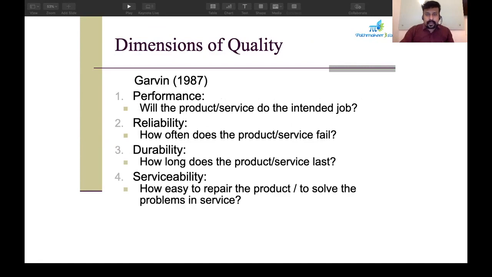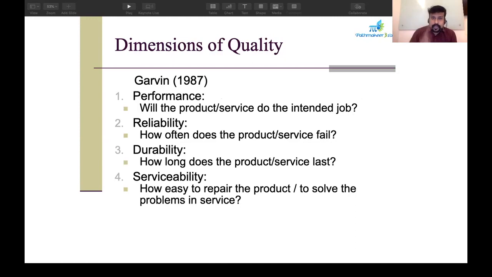Now it's time for the next topic. Dimensions of quality. What is this dimensions of quality? It was introduced by Mr. Garvin in the year 1987. So there are 8 dimensions of quality. Let us see what are these dimensions one by one.